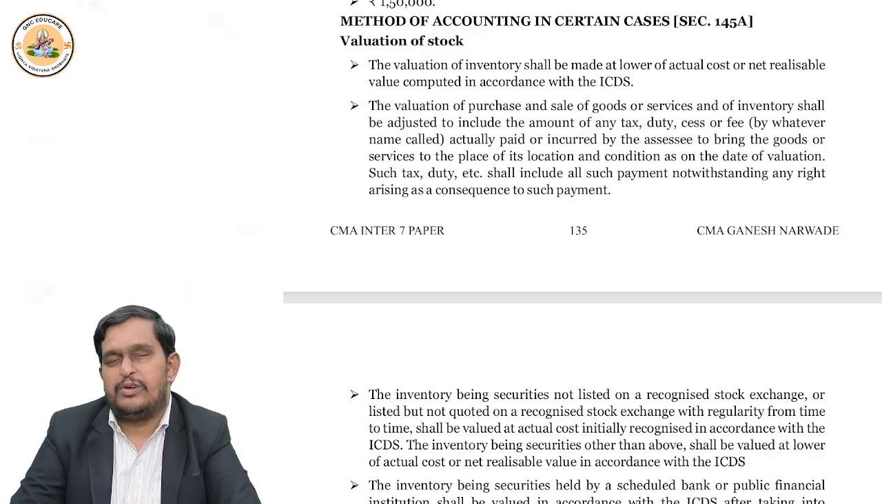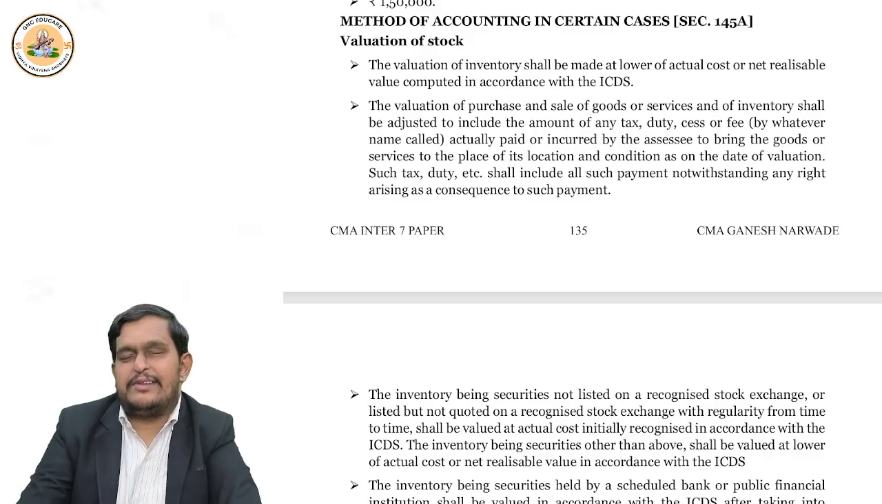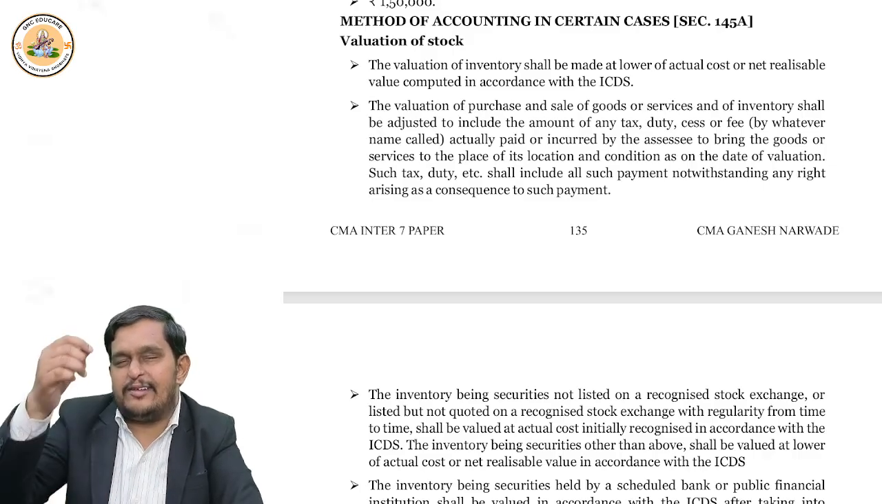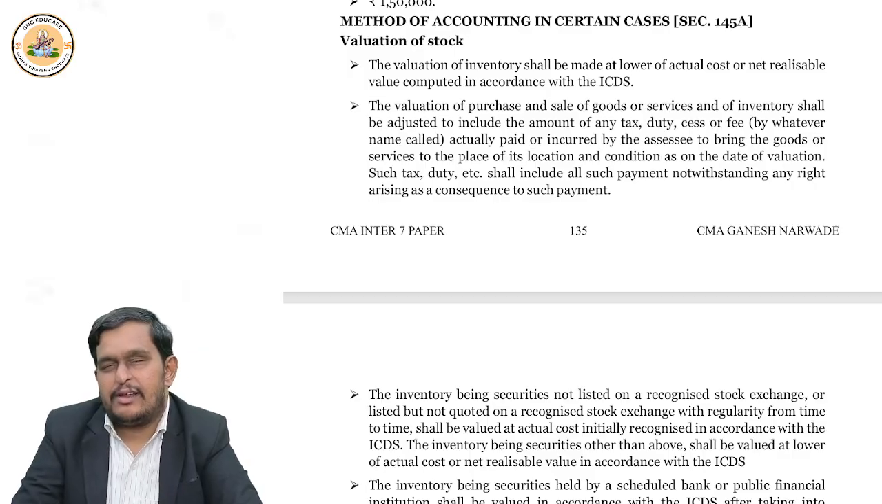This is point number 2. Now come to third point, fourth point, and fifth point. They all talk about securities. Now, if securities are not listed on the stock exchange, right? And suppose even if it is listed on the stock exchange, they are not quoted. That means they are not shown on the stock exchange on a regular basis, right?